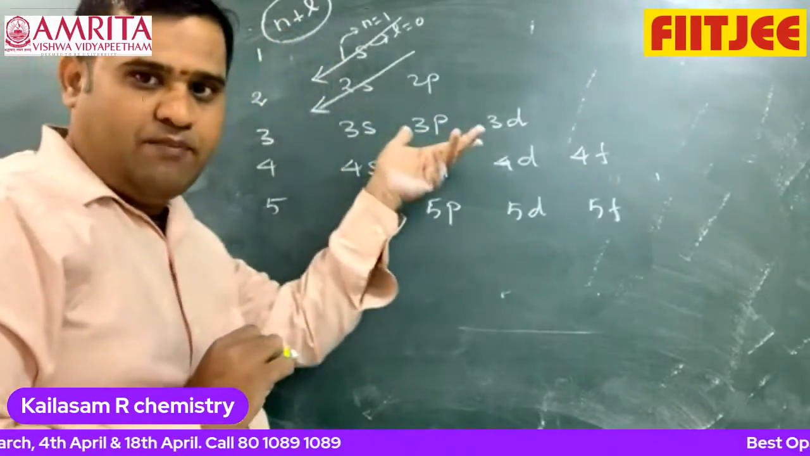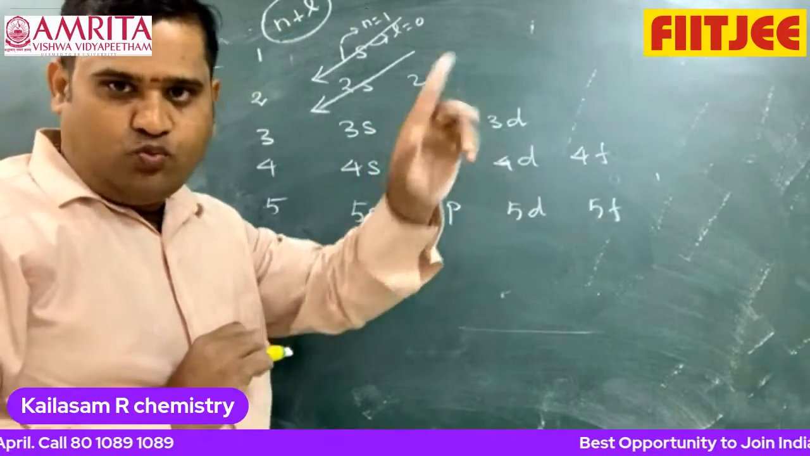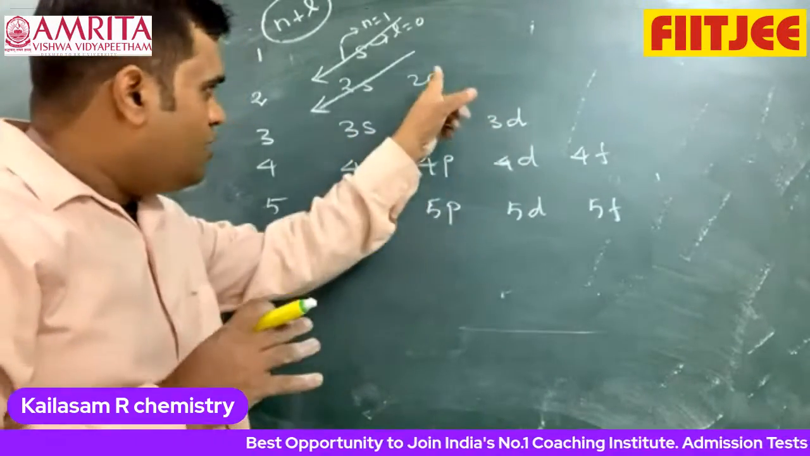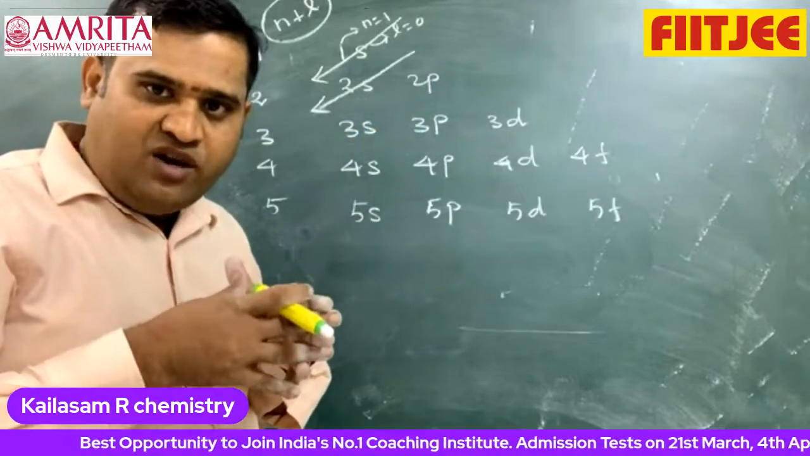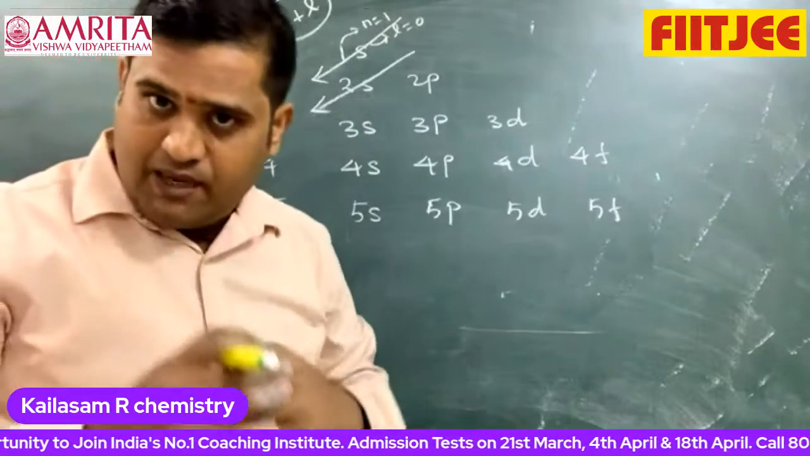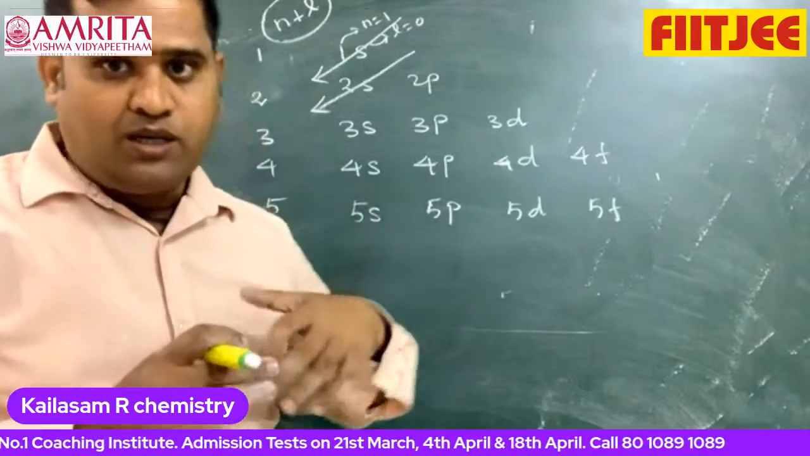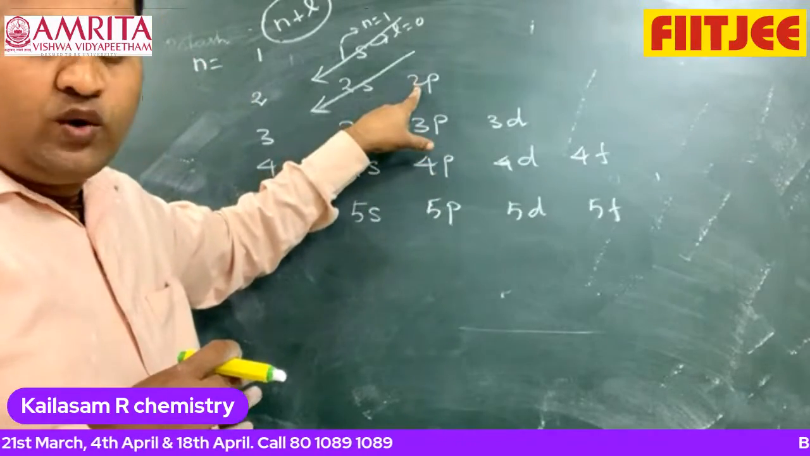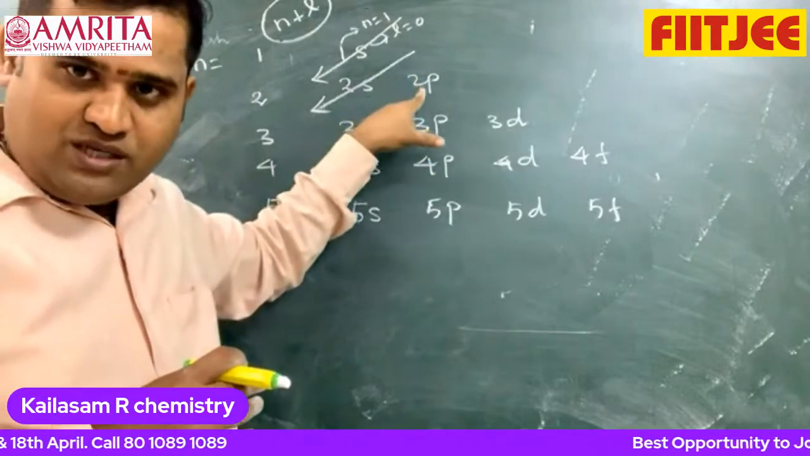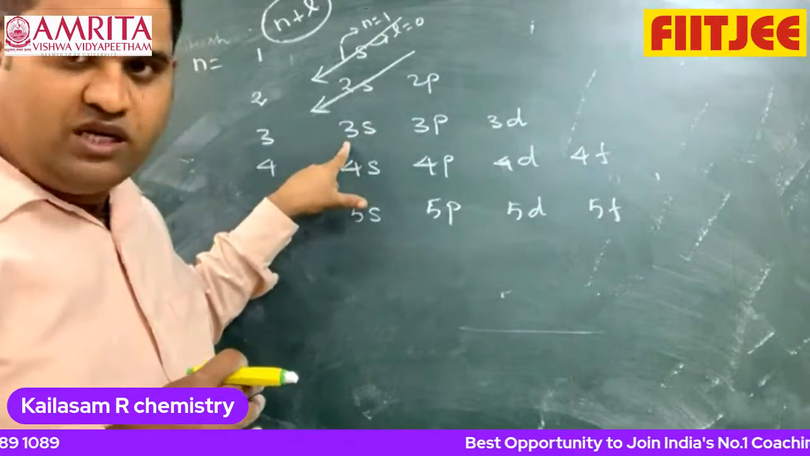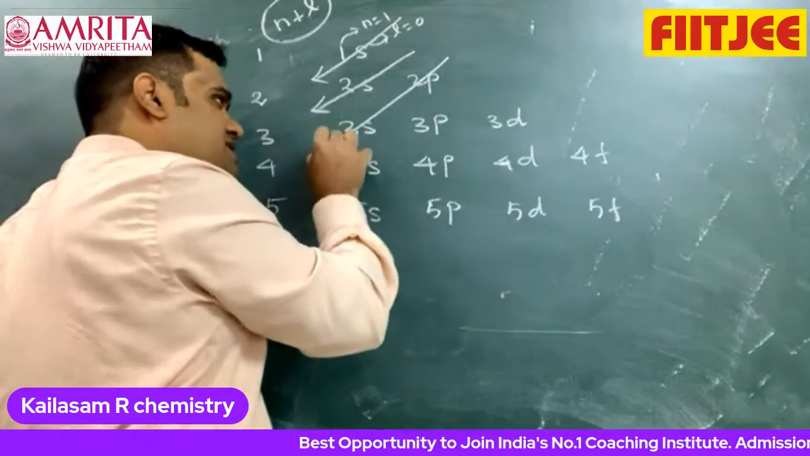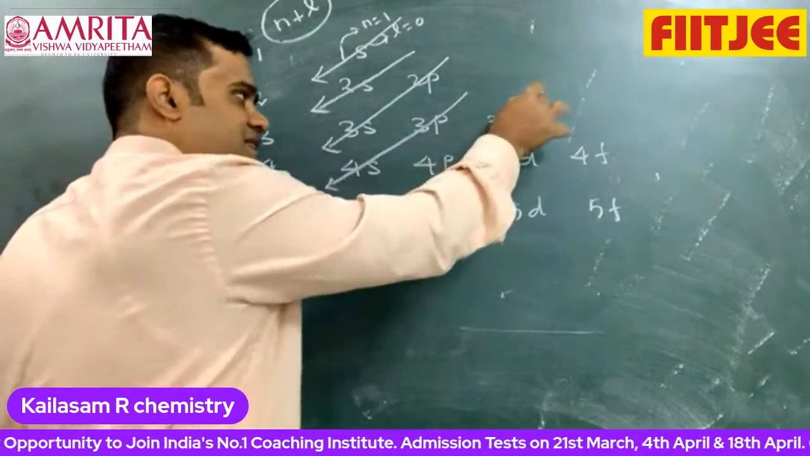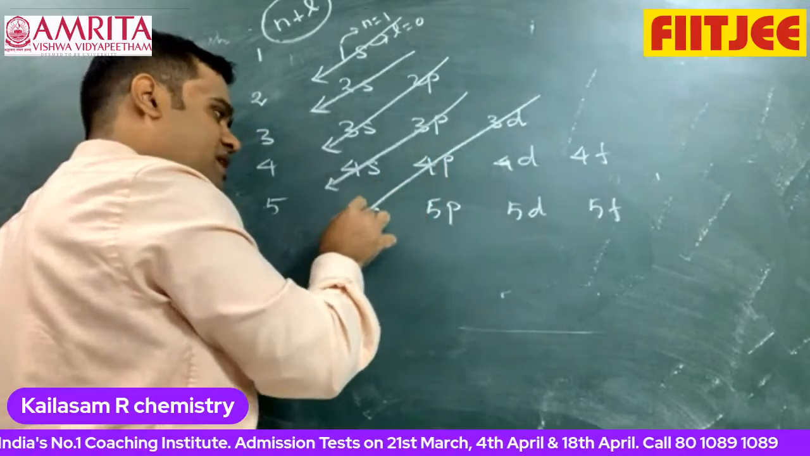n plus l value the same. Why? p means l is equal to 1, so 2 plus 1 is equal to 3. Here 3 plus 0 is equal to 3. So obviously what will happen? With 2p and 3s, where is the electron going to fill first? If the n plus l value is the same, we have to go with the principal quantum number. The lower principal quantum number is the lower energy level. I can say that 2p is the lower energy level, with n equal to 2, and here n is equal to 3. Therefore fill 2p, then 3s. Then 3p, 4s, then 3d, and it goes on like this.